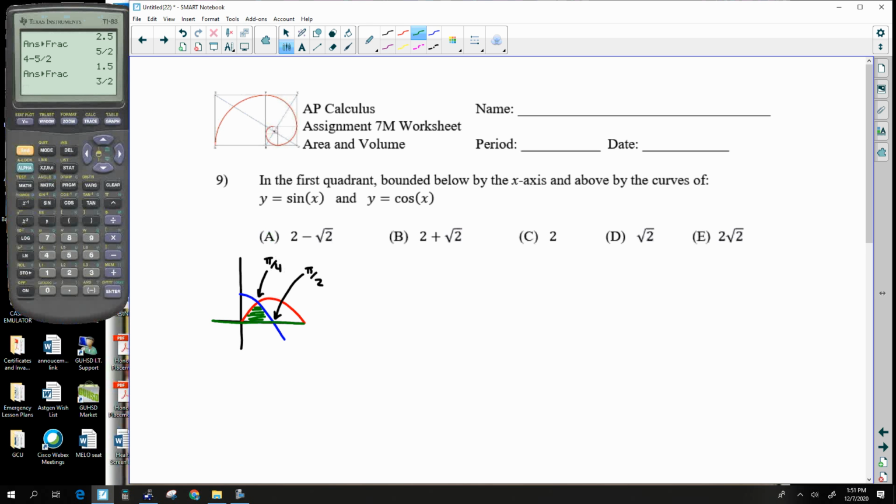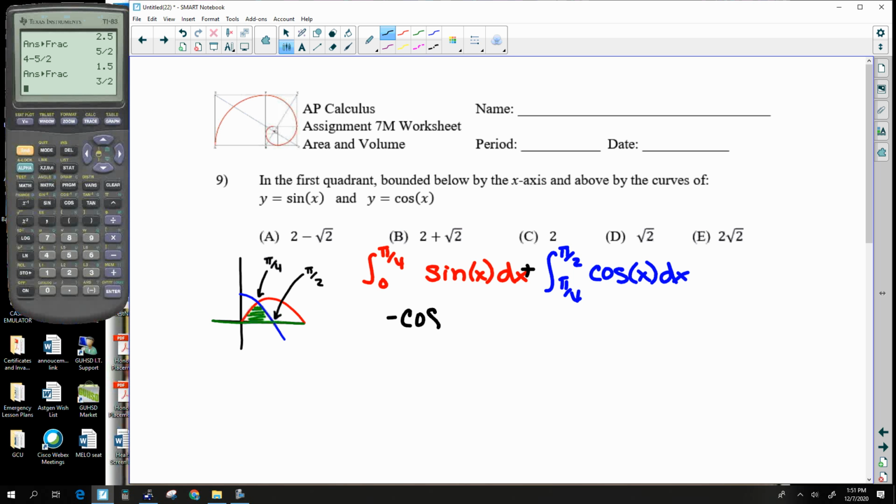Okay. So the first part of this is of the red line, the sine, and that is going to be the integral from 0 to pi over 4 of the sine. And to that, we need to add the area of the blue, which is the integral from pi over 4 to pi over 2 of the cosine. All right, so sine goes to negative cosine.